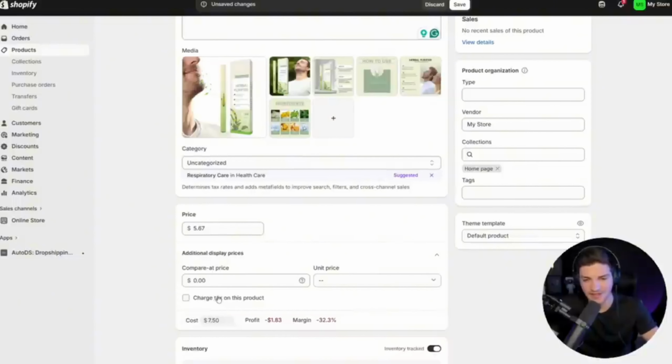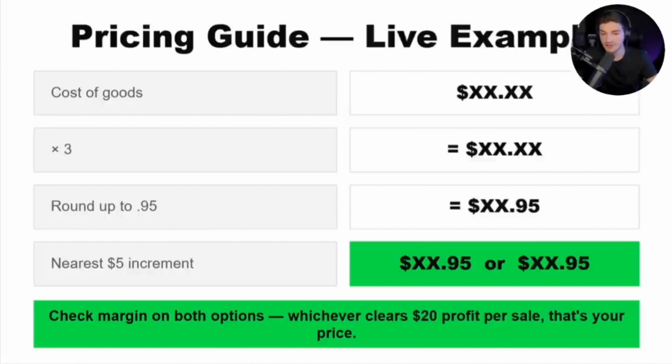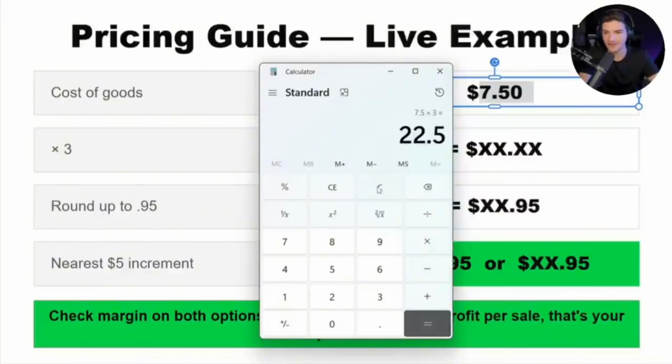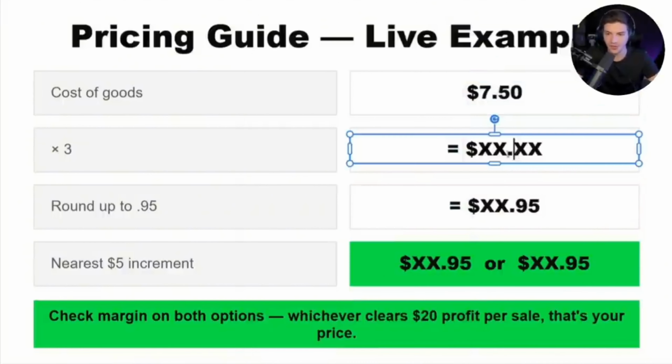For the selling price, I have a framework I'm going to walk you guys through. So I have a very simple pricing formula here. We're just going to take our cost of goods. So in this case, our cost of goods are $750. We're going to multiply this amount by 3. So 750 times 3, that comes to 2250. Okay, so 2250 is our baseline selling price before we've optimized it.